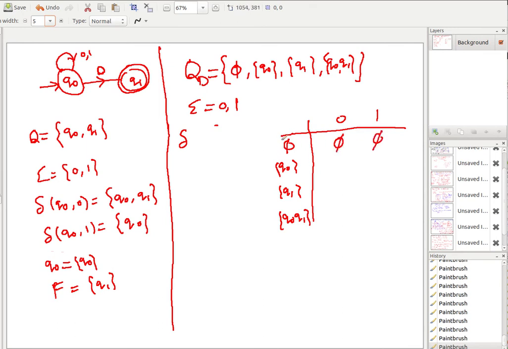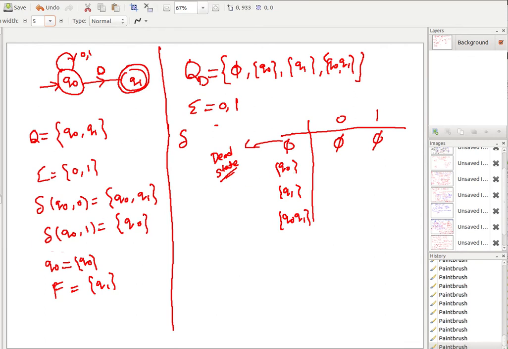So phi, you can think of it as a dead state. Always. So NFA always has a dead state in the equivalent DFA. It always comes. So which links are not going anywhere, you will realize that it goes to the dead state.